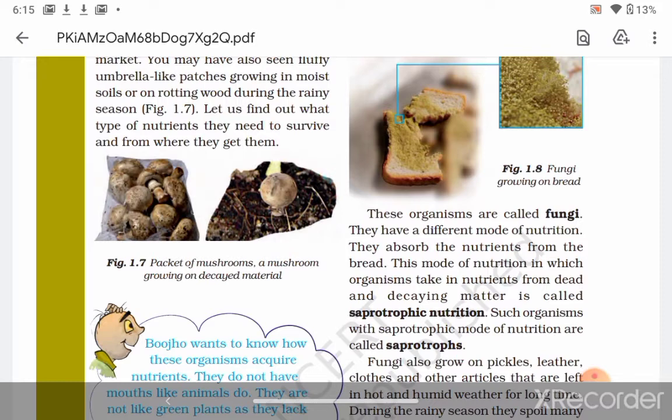So this basically means the organisms which take nutrients from dead or decaying matter, like a piece of rotten wood. It is dead. It was a part of a tree and it is now dead. And the fungus just sucks up all the nutrients from the dead or decaying matter.